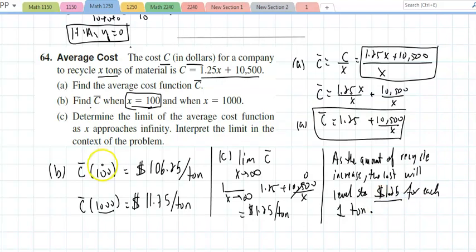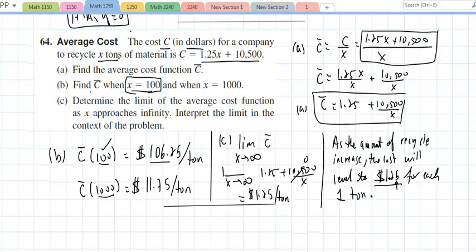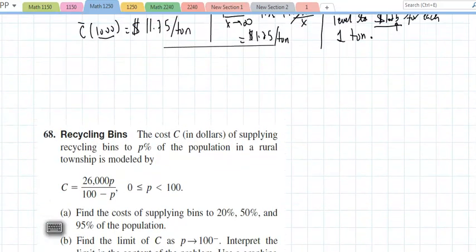This person is going to give you 100, right? Instead of just recycling 100 and your cost being $106.25 per ton, now your cost is going to be $1.25. And then you could charge less or make more deals or stuff like that. Pretty cool, huh? And here's another example.